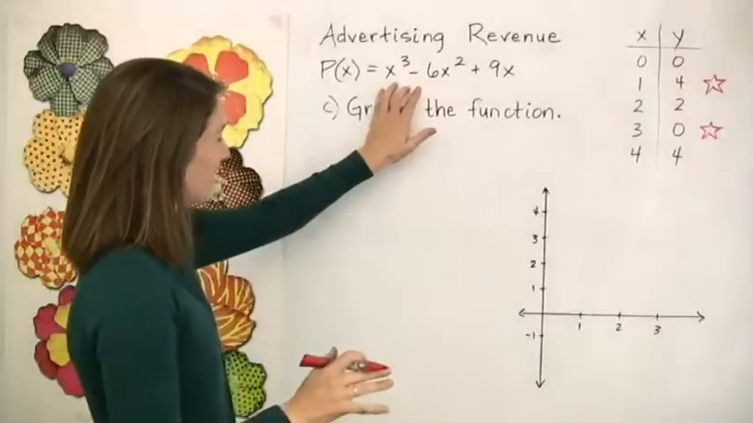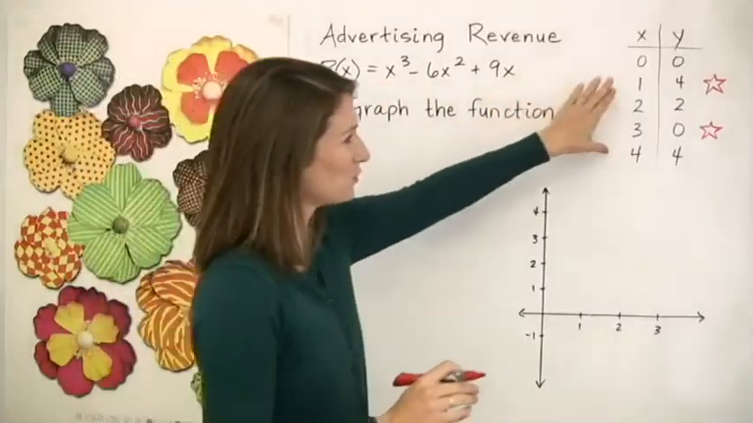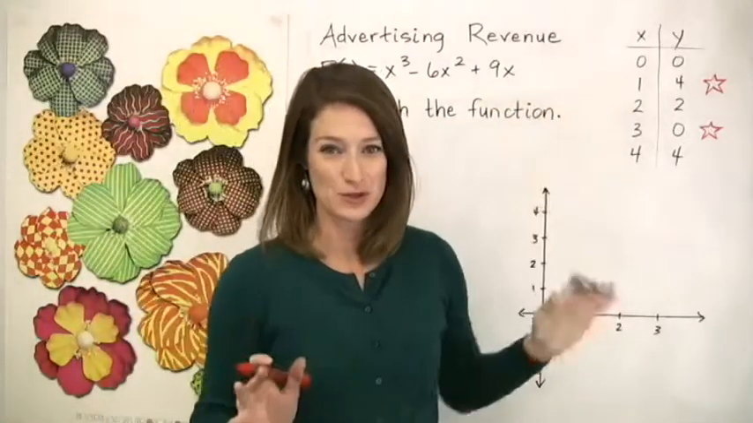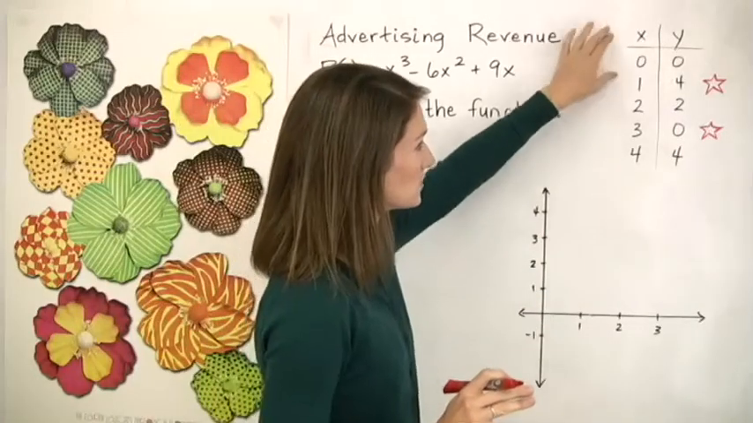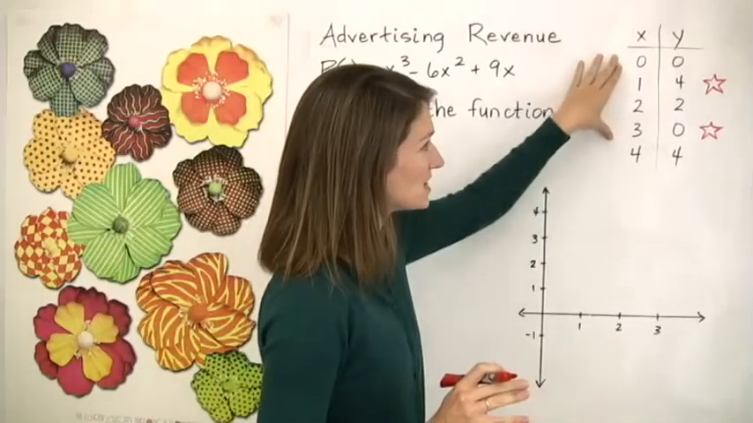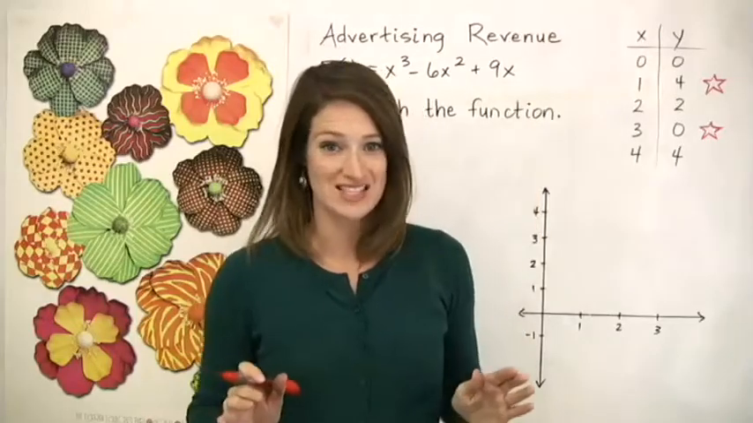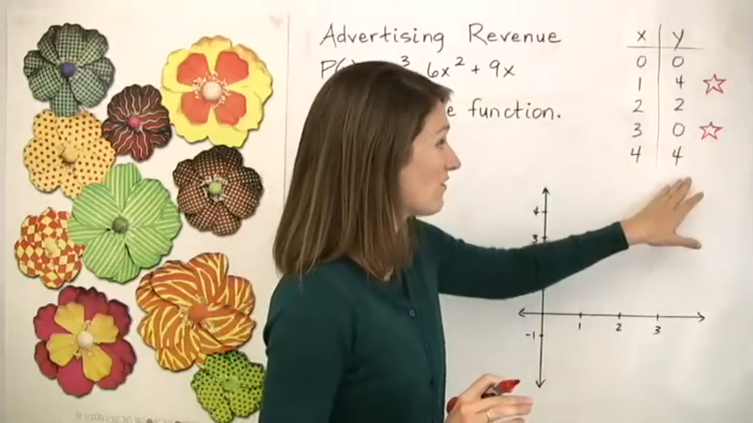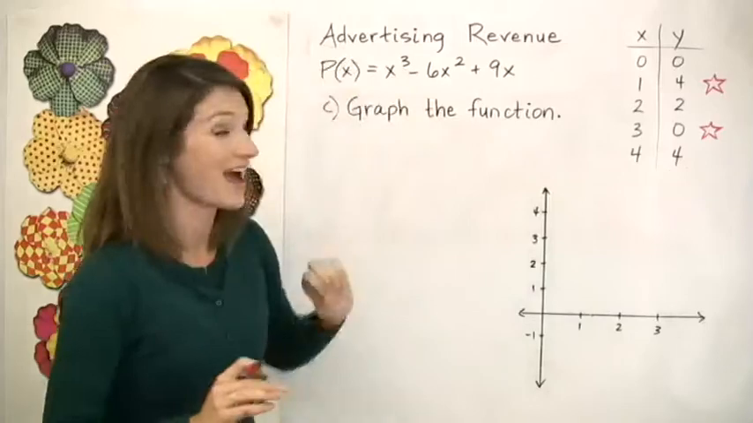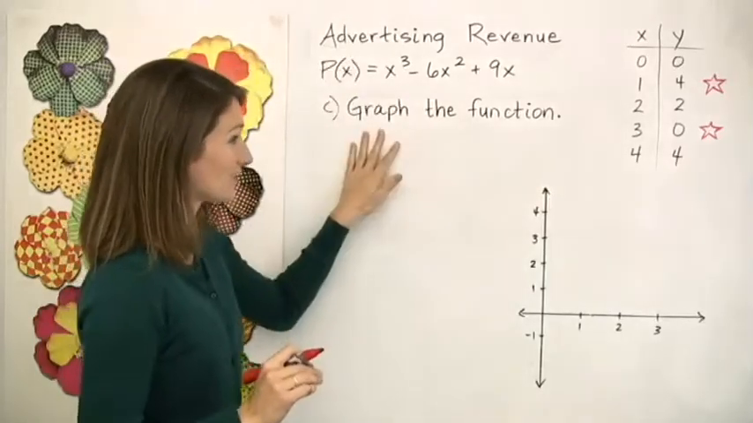So here's our advertising revenue function, and I've moved our values in the table that we did in the first part of the problem over here. So we have our X values, which represent the years since 2010, and then the respective Y values, which is the percent of ad revenue. So we need to graph this function.